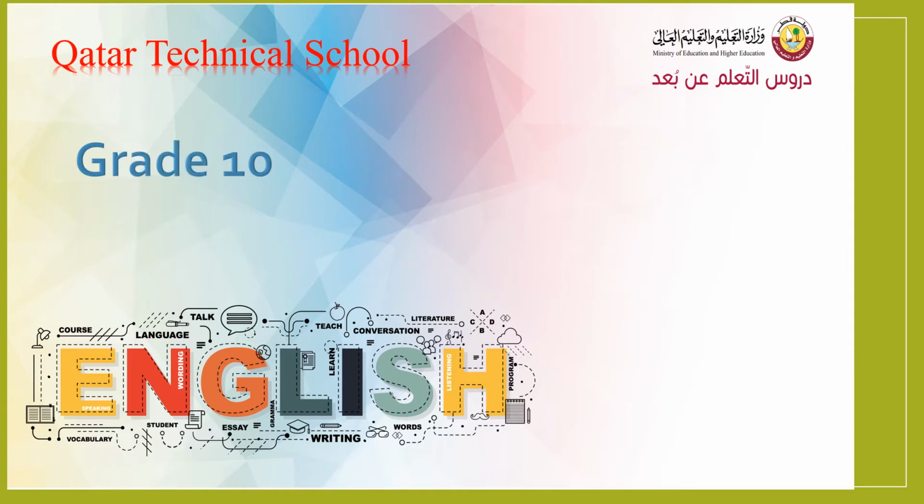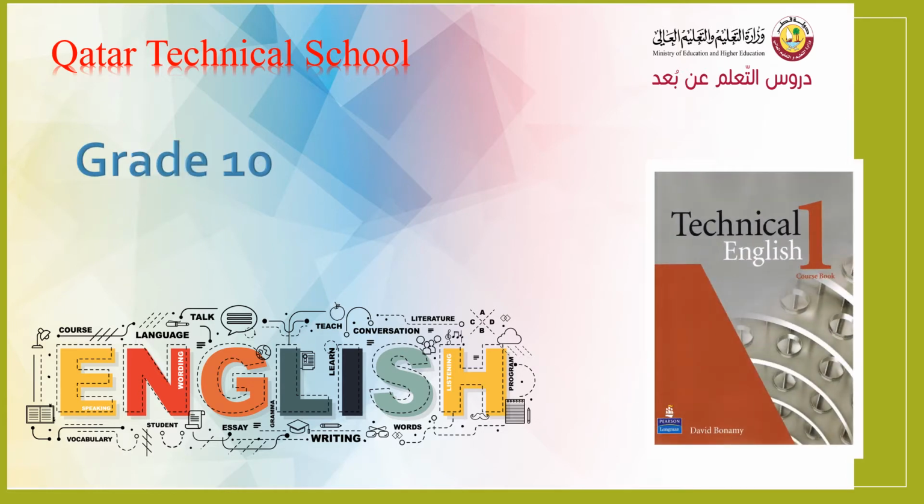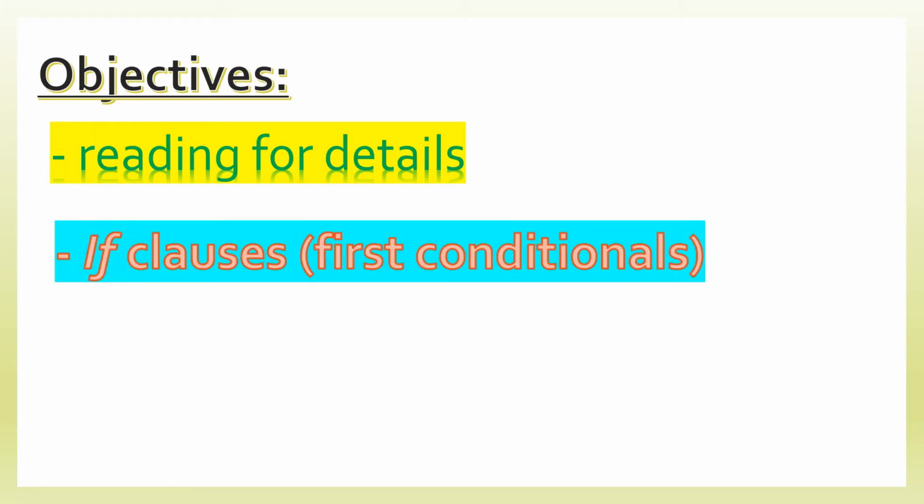This is an English lesson for grade 10 using Technical English Book 1. The title of today's lesson is Electrical Circuit 2. Before we start the lesson, let's have a look at the objectives. Today we have two objectives. The first one is reading for details, and the second objective is studying if clauses, first conditionals. To be able to follow the lesson, please go to the course book and open pages 38 and 39.